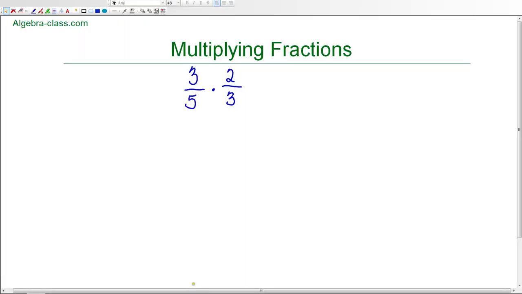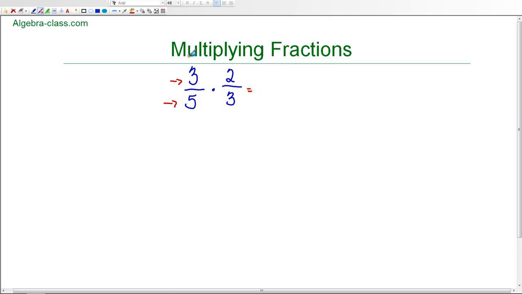In this lesson, we're going to multiply fractions. Our first problem is 3/5 times 2/3. Now, because this problem has relatively low numbers, I'm going to go ahead and use the rule for multiplying fractions, which is just to multiply the numerators and multiply the denominators.